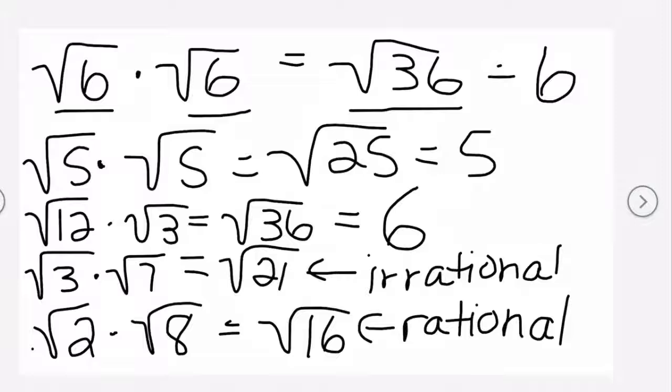So you see, sometimes when you're multiplying two irrational numbers, our answer is rational and sometimes our answer is irrational. So let's talk about addition. Addition of two irrational numbers is much easier than multiplication because there's only one instance where you can add two irrational numbers and get a rational answer.